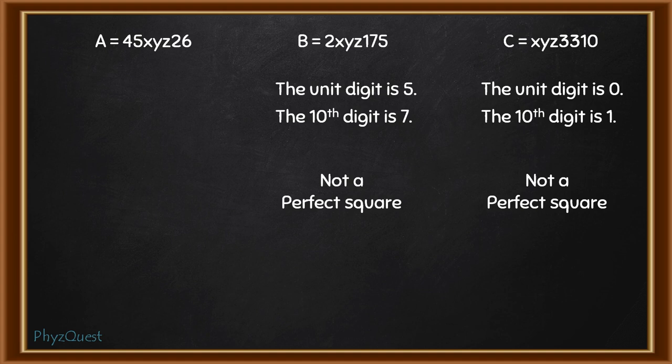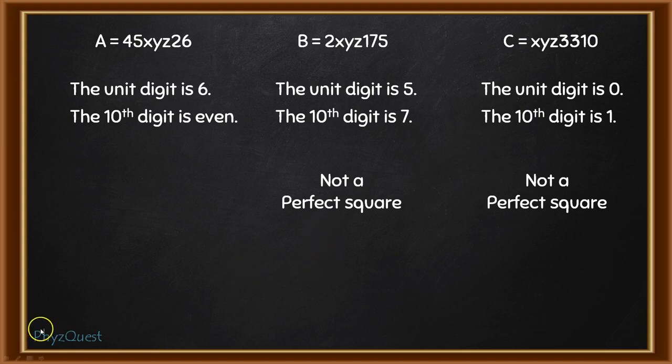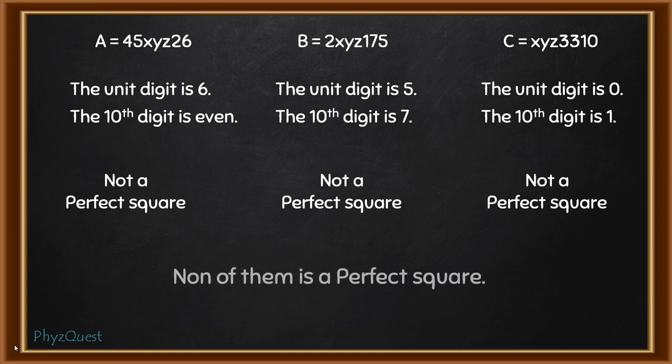Last, we are given number A. Here the unit digit is 6. According to the rule, if the unit digit is 6, the 10th digit should always be odd. But here the 10th digit is 2, that is even. So the 10th digit being even means, again, it is not a perfect square. So we have analyzed the 3 given numbers using the rules for perfect squares and found out that none of them is a perfect square.